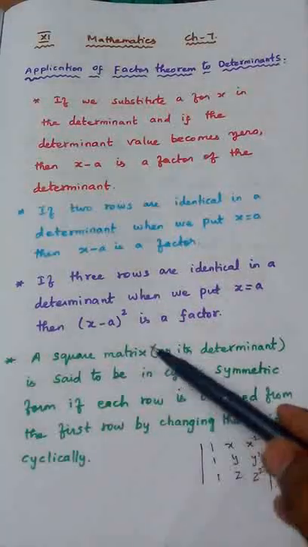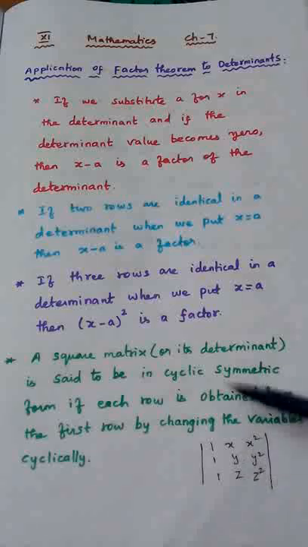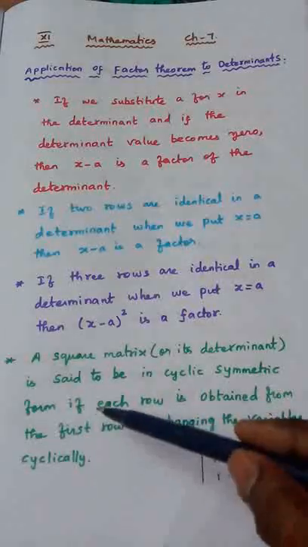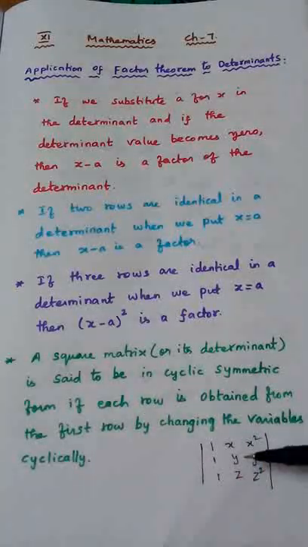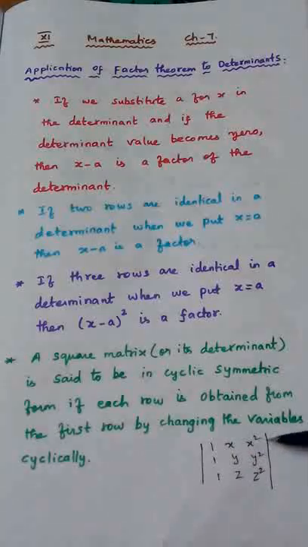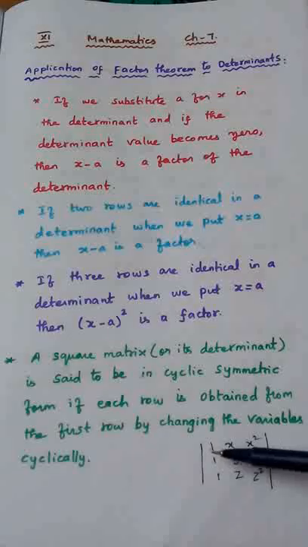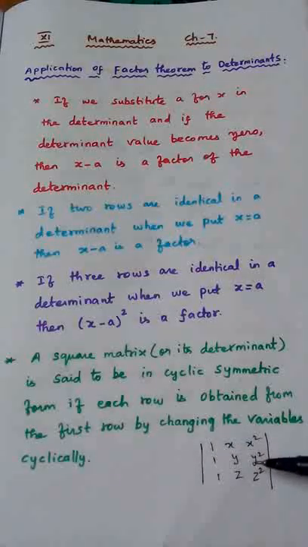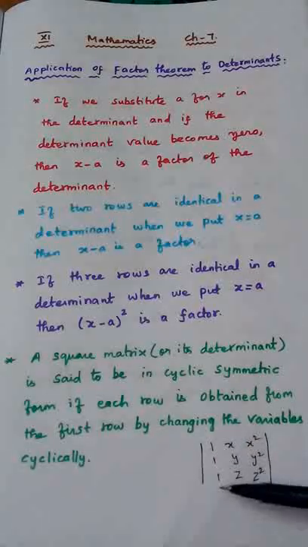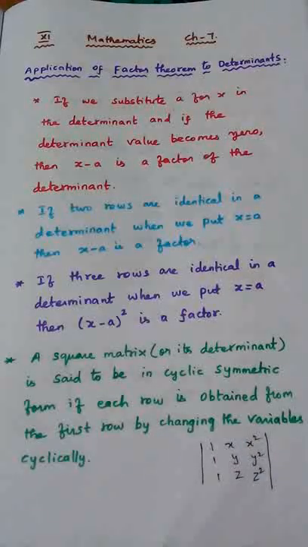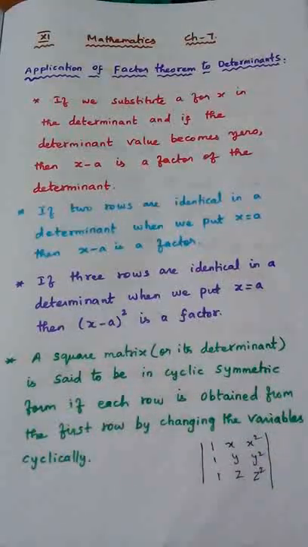Once again I repeat, a square matrix or its determinant is said to be in cyclic symmetric form if each row is obtained from the first row by just changing the variables cyclically. In place of x, if I put y, it becomes 1, y, y square, which is the second row. In place of x, if I replace z, it becomes 1, z, z square, which is the third row. Such a determinant can be called a cyclic symmetric format.